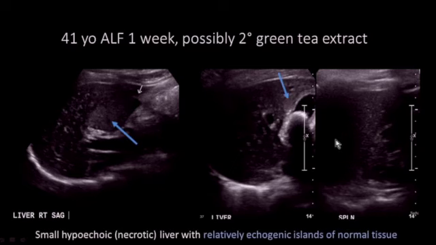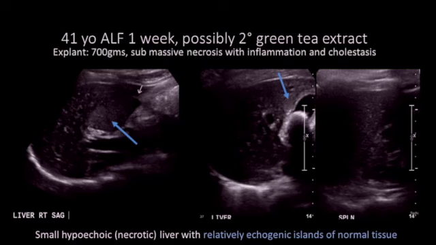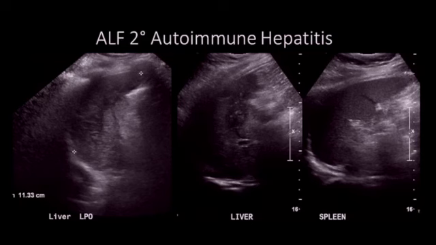So if you look carefully, though you might think the echogenic areas are a nodule or a mass, those are probably the normal islands of liver, and the rest of the liver is hypoechoic. Still, normal size, smooth contour. Again, this explant showed submassive necrosis, a relatively small liver. This patient was found to have acute liver failure secondary to autoimmune hepatitis. The liver was small. This was within a week to two, if you will.